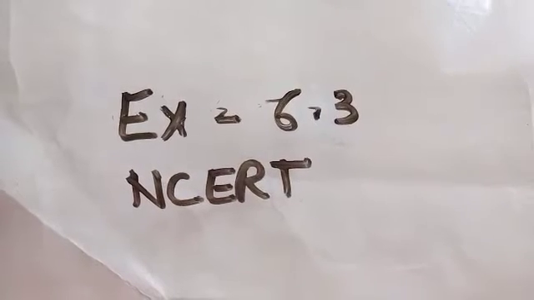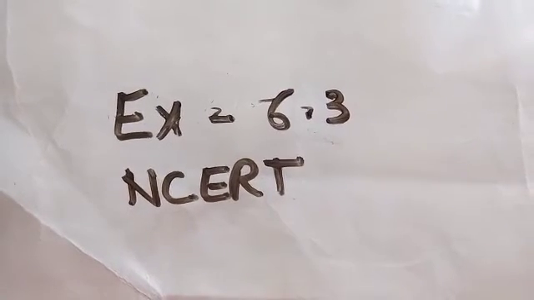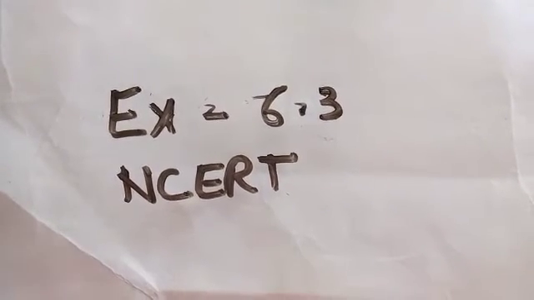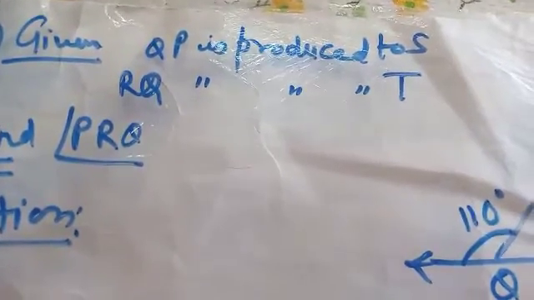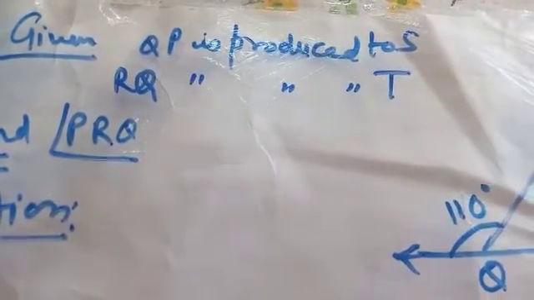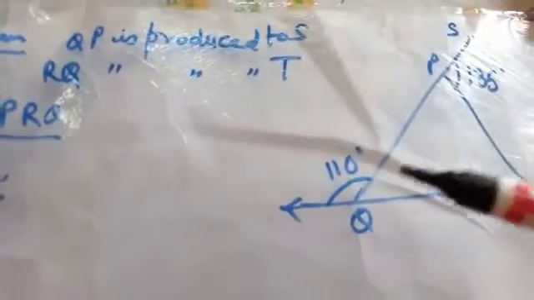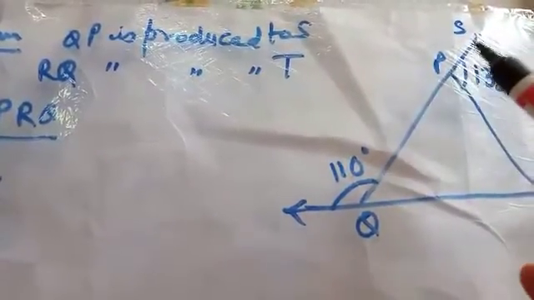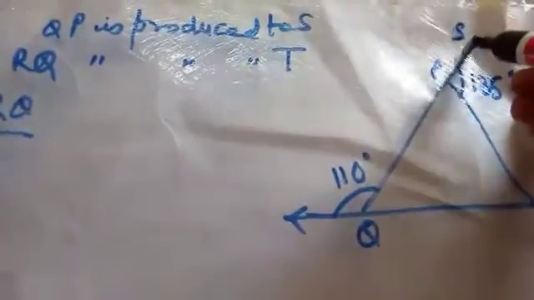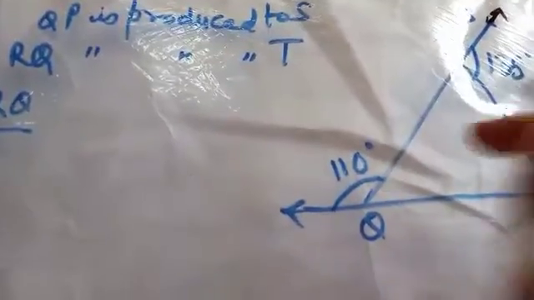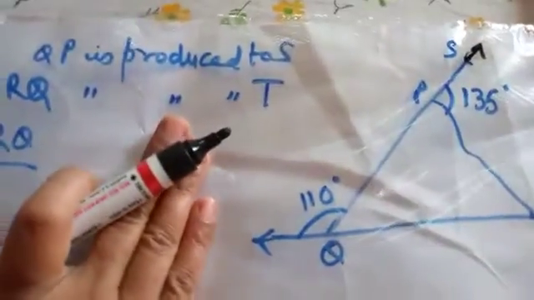In this video we will discuss questions of exercise 6.3 NCERT. In the first question it is given that QP is produced to point S. So let us see the figure. This QP is produced to a point S.